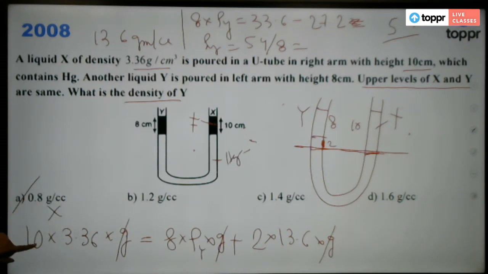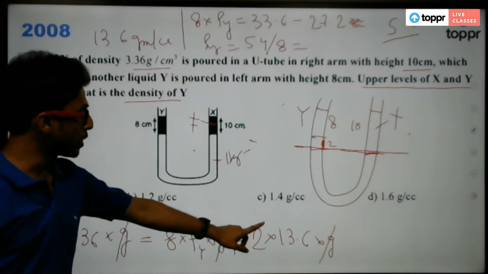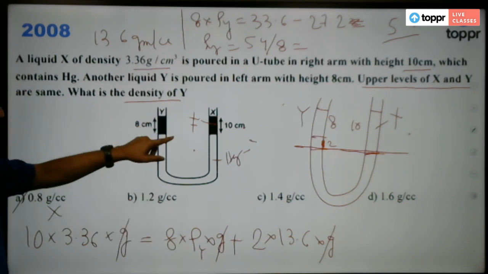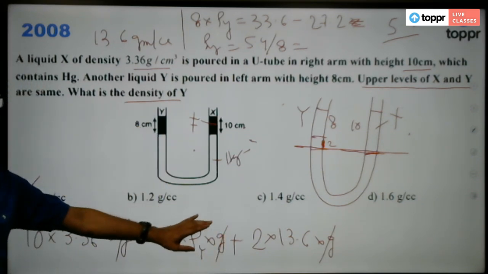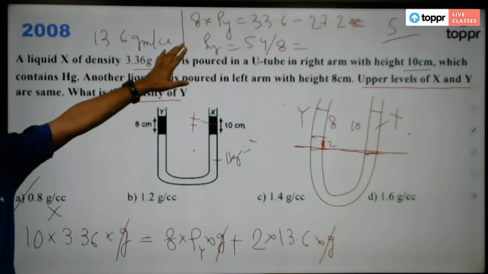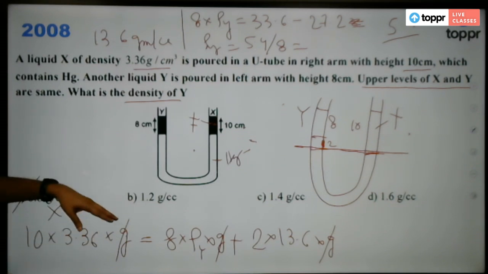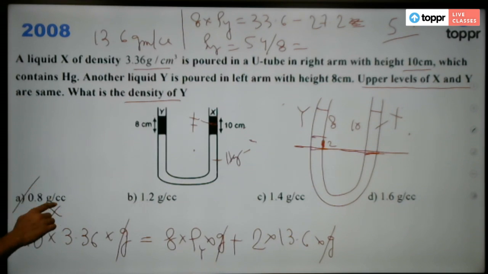Just check 10 into 3.36 into gravity. This will be equal to 2 into 13.6 into gravity for this, and 8 into rho Y into gravity. This equation you need to understand, and calculation just check at your home, right? Understood? The concept is clear. So this kind of problem is a very essential kind of problem, right? Similar kind of problem I'm discussing.